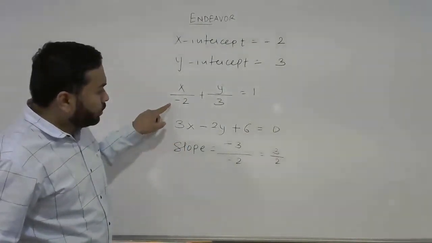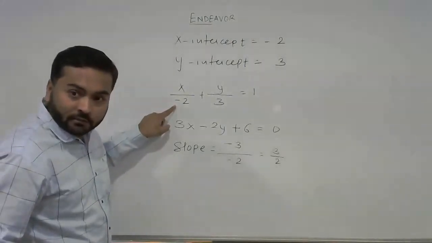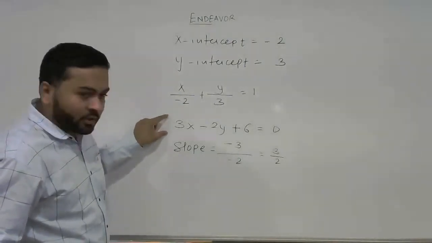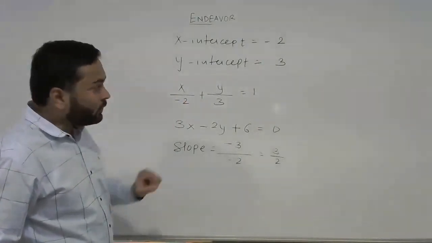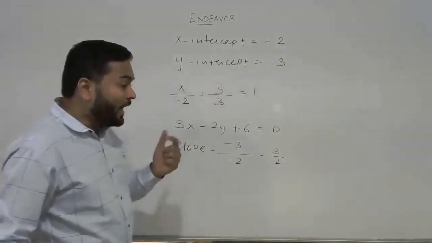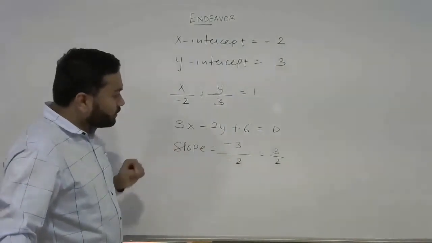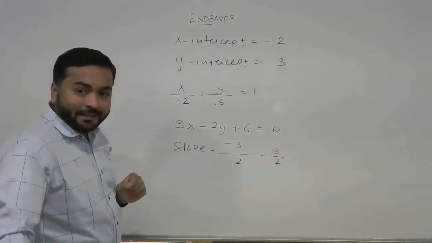One way is that you do it like this. I mean, you frame this equation in this way and you get the y-intercept. That's 3. What is the other way? Just by looking at this equation, can you find out the y-intercept?